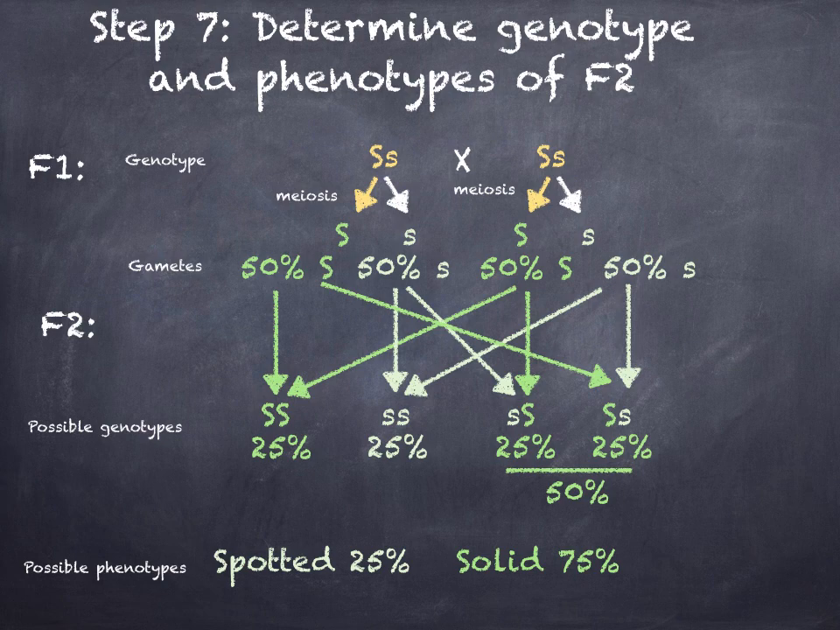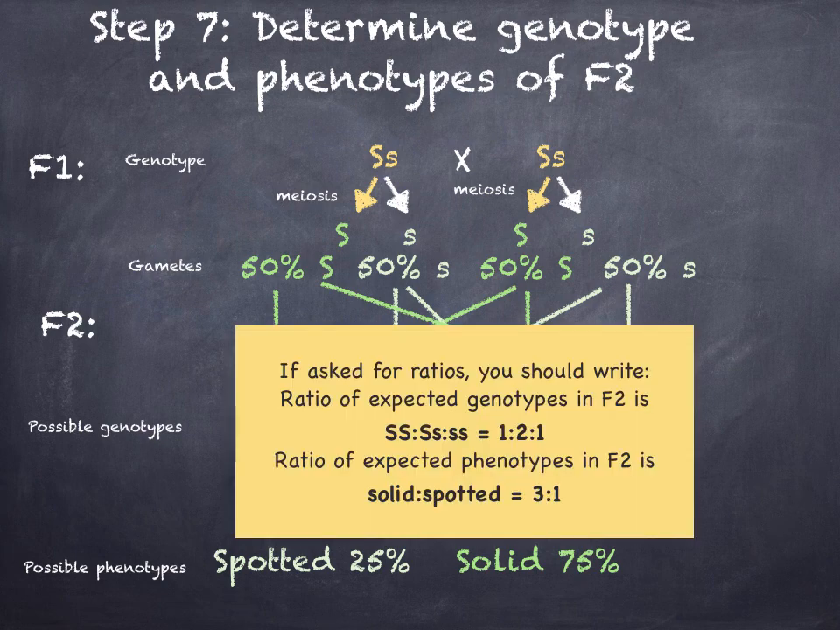So in total, 75%. Now, it is possible that in some problems you're not asked for the probability or the percentage, but you're asked rather for the ratio of individuals obtained. In this case, you should answer in a slightly different format, with the genotypes in F2 being indicated like big S big S, big S small s, and small s small s with 1/2/1, and the expected phenotypes being solid over spotted or 3/1. This is the way we indicate the ratio in contrast to the probabilities.